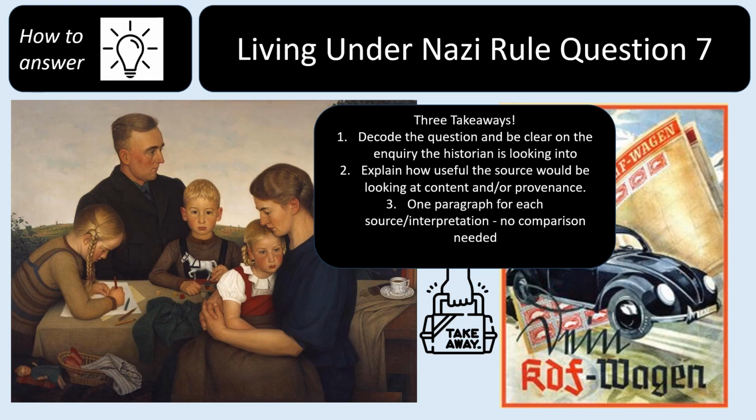Okay, so you've just listened to a guide on how to answer question 7 for living under Nazi rule. Three takeaways: decode the question, be clear on the inquiry the historian is looking into, and explain how useful the source would be by looking at the content and or provenance, in particular purpose as well. And remember, one paragraph for each source and interpretation. There is no comparison required between the interpretations and no overall conclusion is necessary.